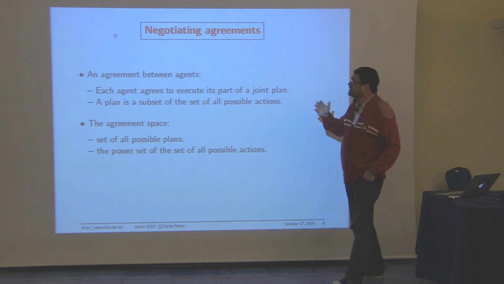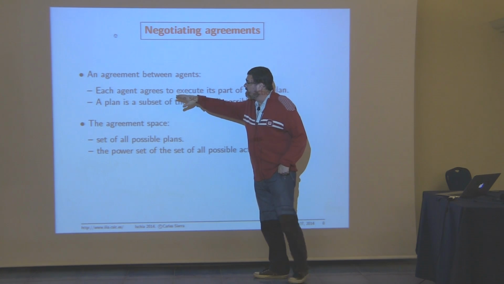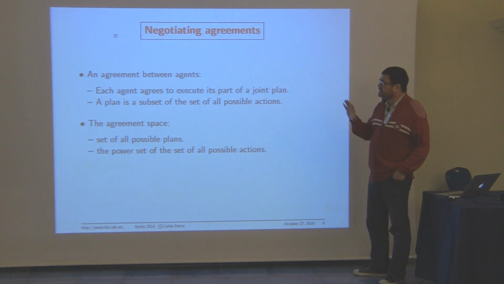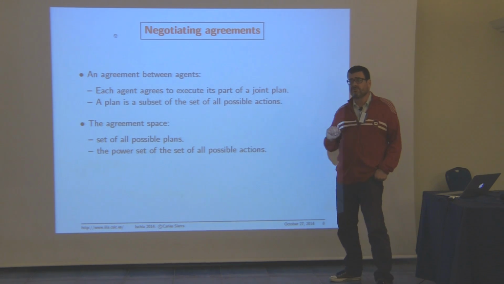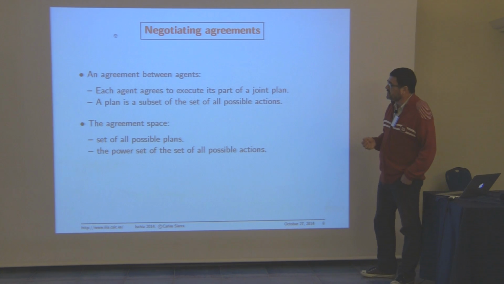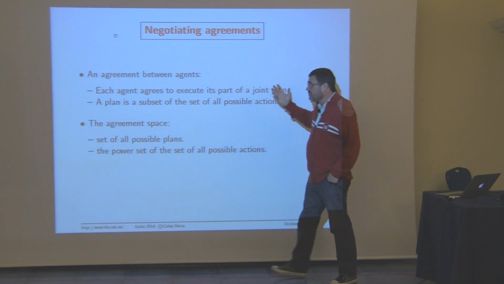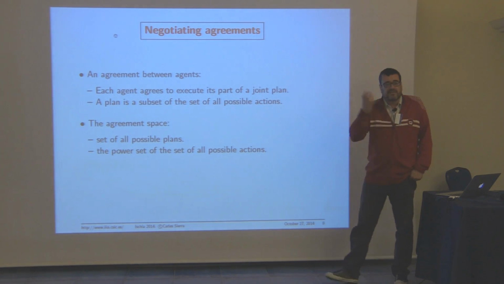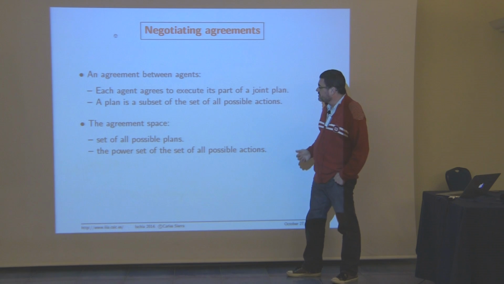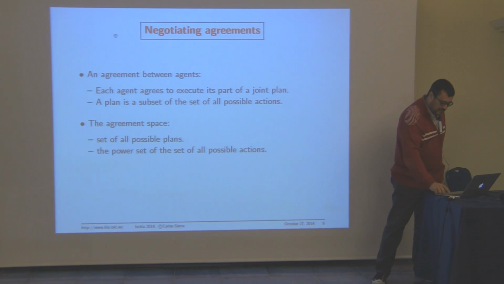Okay, so what is an agreement between agents? An agreement between agents is basically an agreement in which each agent decides to execute a part of a joint plan, where a plan is a subset of the set of all possible actions that these agents can make. It's part of their capabilities, either being them software or human. So the agreement space is the set of all possible plans. We could agree on anything that we could possibly do. And of course, the power set of the set of all possible actions is what a concrete deal will be, a member of that power set.